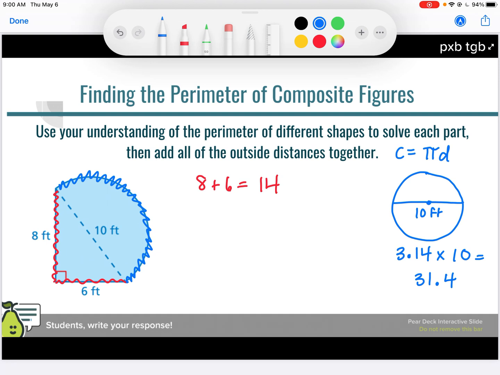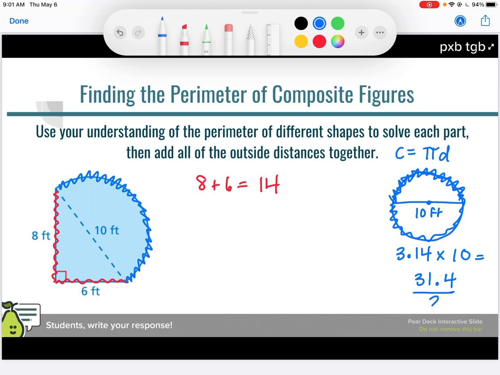Now, is that our answer? Think to yourself, is that what we need? That would have been the distance around this whole circle, right? But do we need the distance around this whole circle? We have a semicircle, which is half of a circle. So we only want half of the distance. So if we have the full distance and we only want half, how are we going to get that?